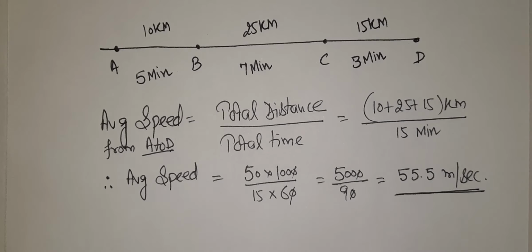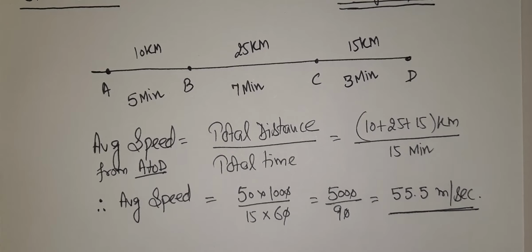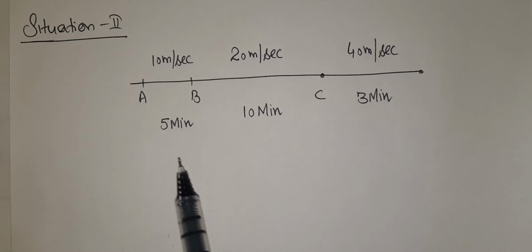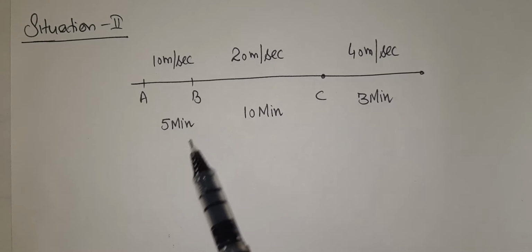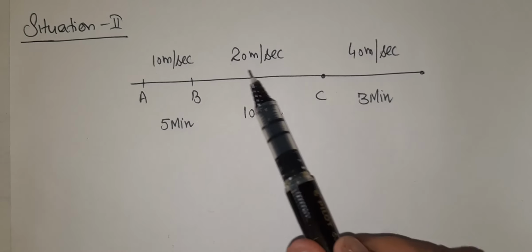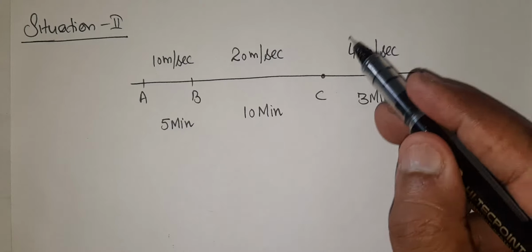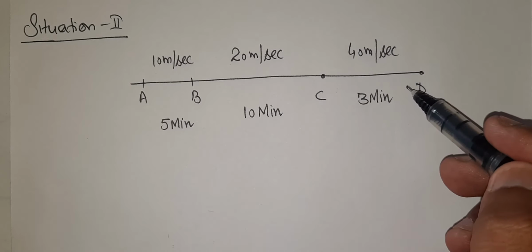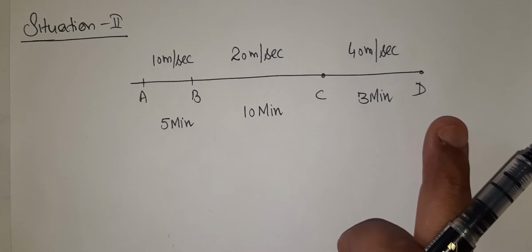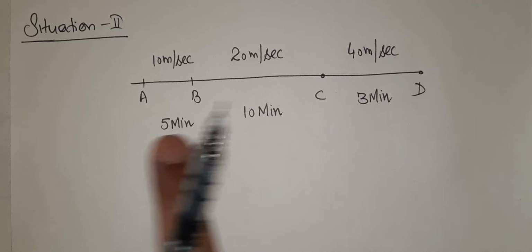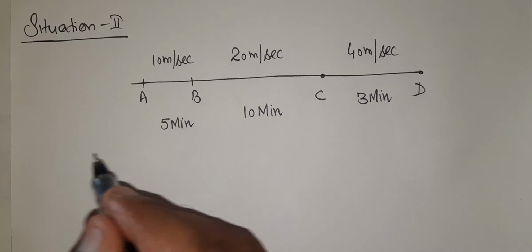Now let's take one more situation, when data is provided some other way. Now data is provided this way: from A to B, the body is moving with this much speed for 5 minutes, B to C with this much speed for 10 minutes, and C to D with this much speed for 3 minutes. Now we are told to calculate the average speed from A to D. It may be given A to C, anything. Here we are asked to find the average speed from A to D.